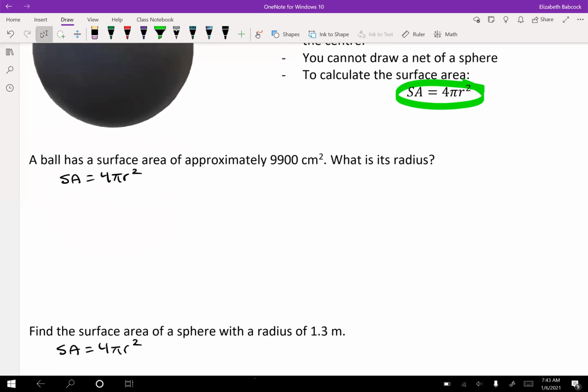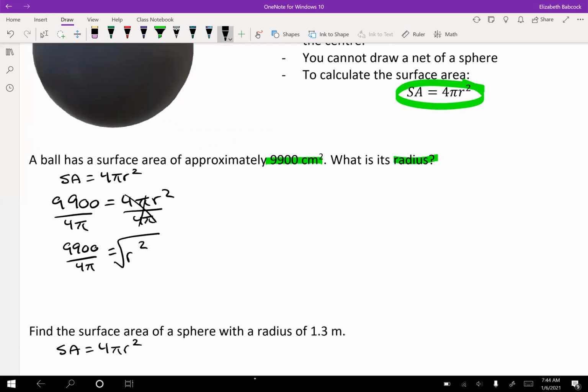Okay. First one we start off with is a little tricky. We are given our surface area. We need to find the radius. Okay. So I'm going to plug in what I know. 9,900 equals 4 pi r squared. I'm going to get rid of the 4 pi on either side. And I'm going to leave it like that just so that when I'm doing it, I can plug it all in the calculator and get the exact answer. So that's going to leave me with r squared equals 9,900 over 4 pi.